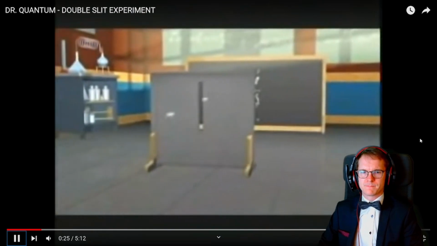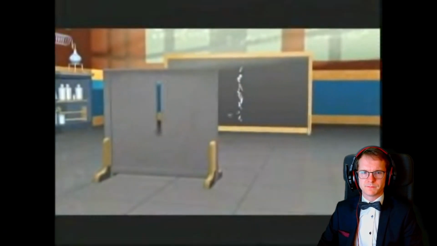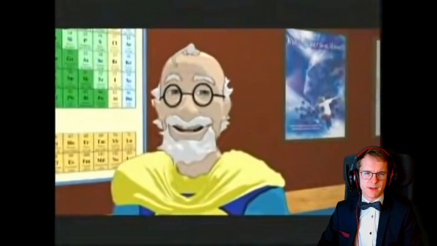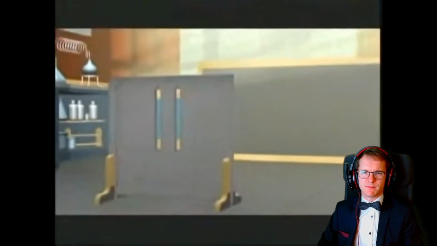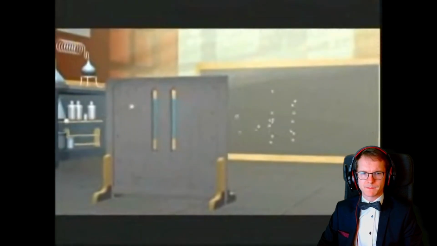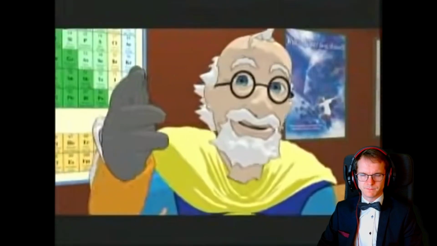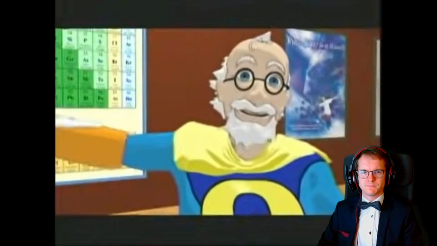We see a pattern on the back wall where they went through the slit. Now, if we add a second slit, we would expect to see a second band duplicated to the right. Now, let's look at waves.